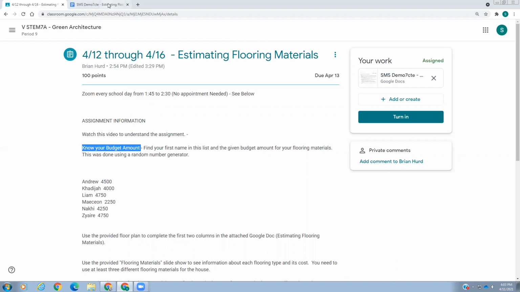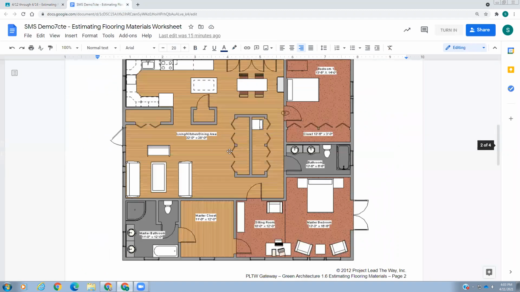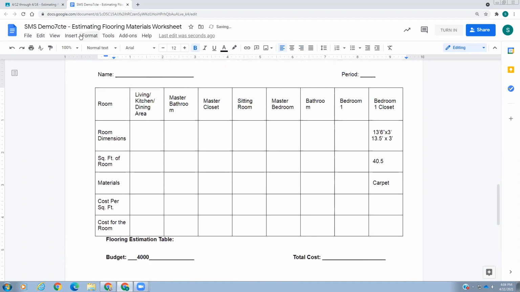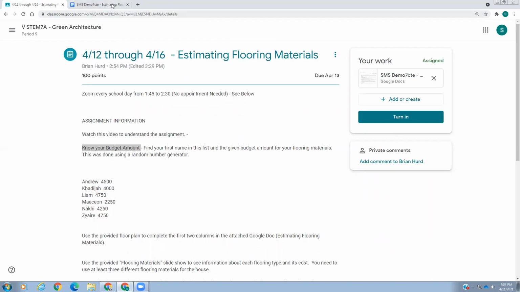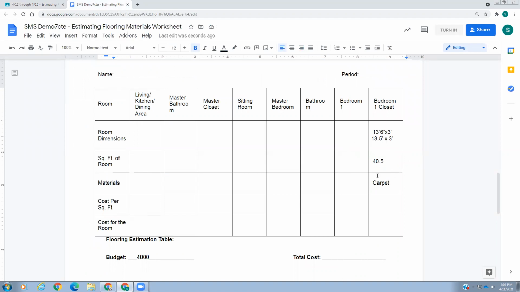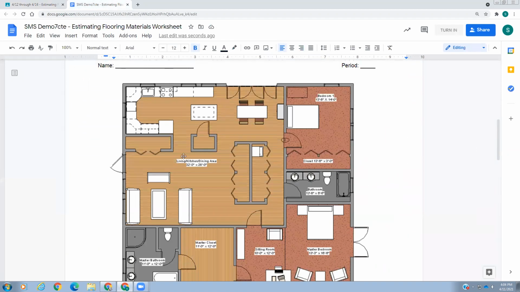Then you go to your budget and you're going to type that in on this third page. Type in the budget right there, whatever it might be. Let's say it's $4,000. Okay. The next thing you're going to do is look at, we're going to do this one here together.